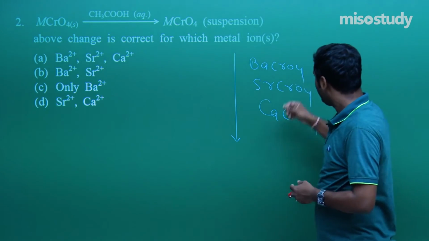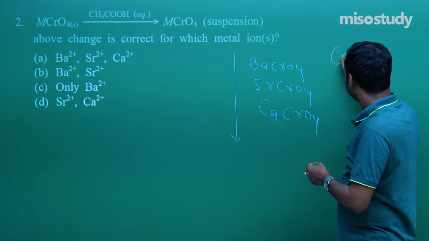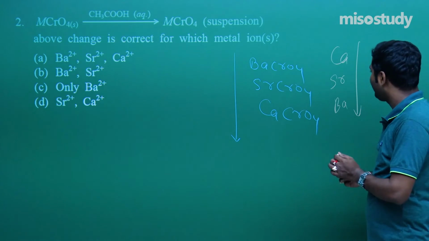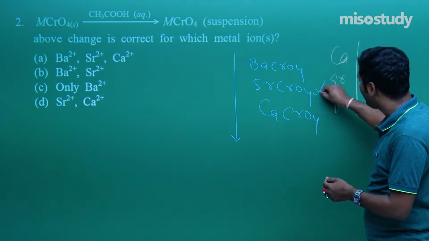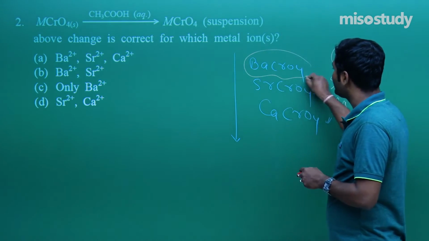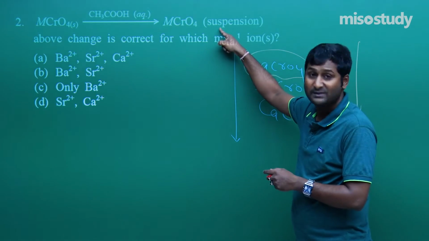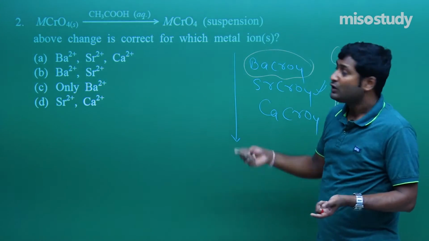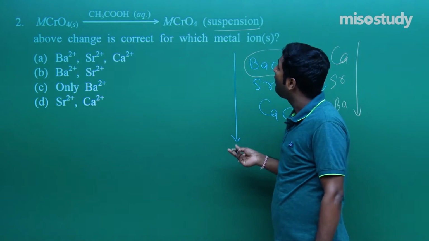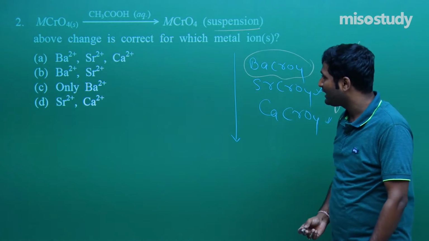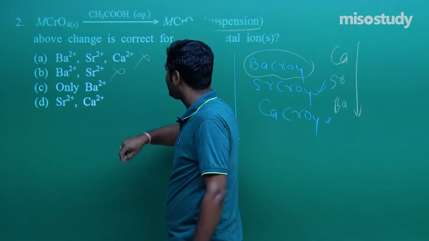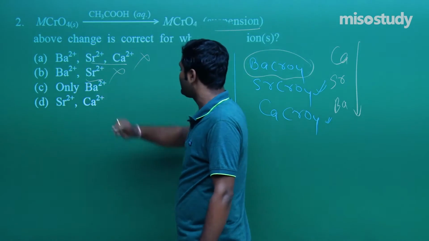As I told you, if we move down the group, that is calcium, strontium and barium, then the solubility decreases. So definitely we can say CaCrO4 and SrCrO4 are soluble, and BaCrO4 is not soluble. That means it will form a suspension. Which alkaline earth metal cation will form a suspension? So in this case, if we compare Ba and Ca, this one is not a correct option, this one is not a correct option, because this one is soluble, this one is soluble.